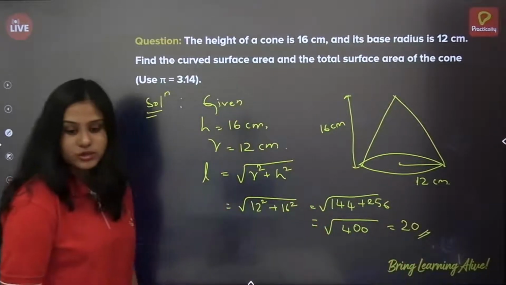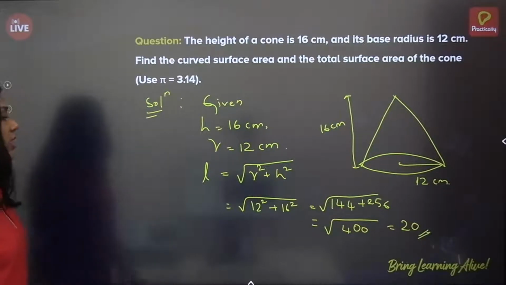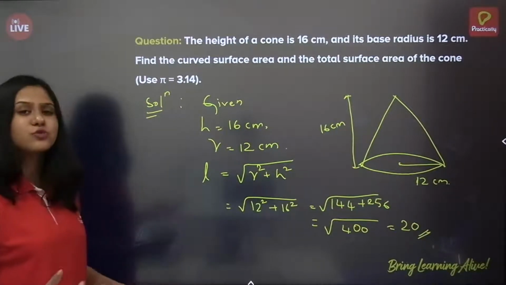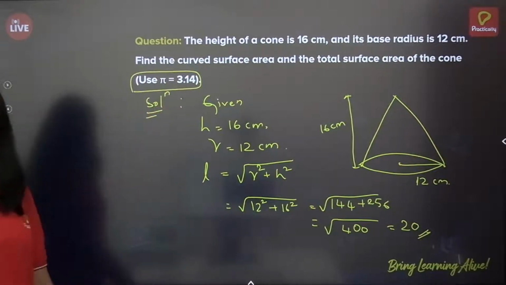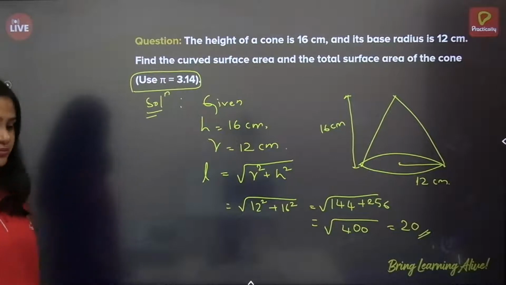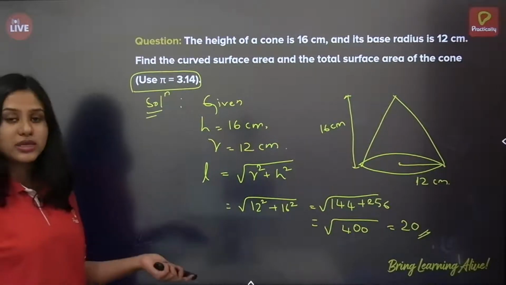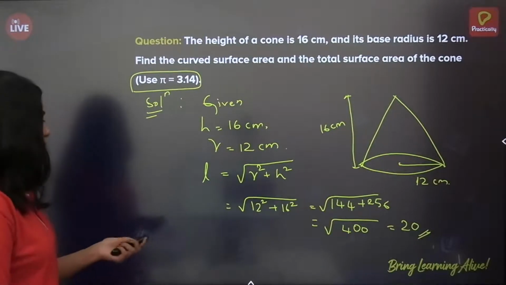Very good, Saraswati. The answer is correct. 20. Now we got the slant height. Now it's super easy. And it's also given, you have to use pi equals 3.14. Very good, Sona. 20 is correct. Now let us start applying it.